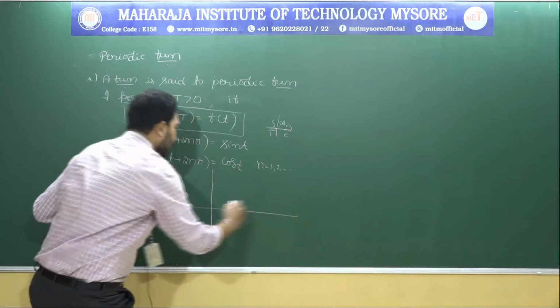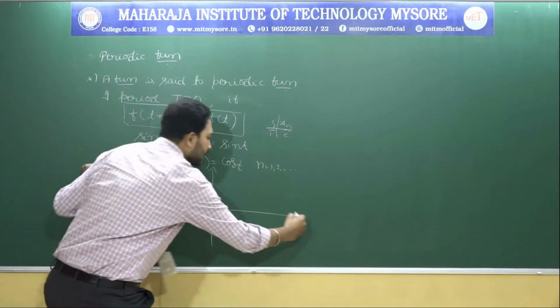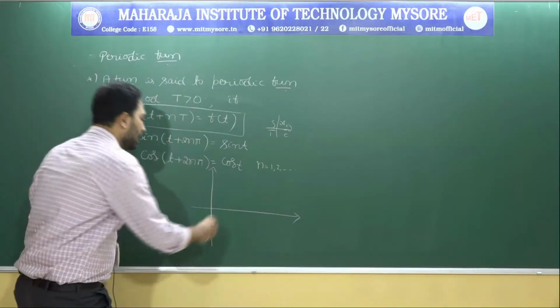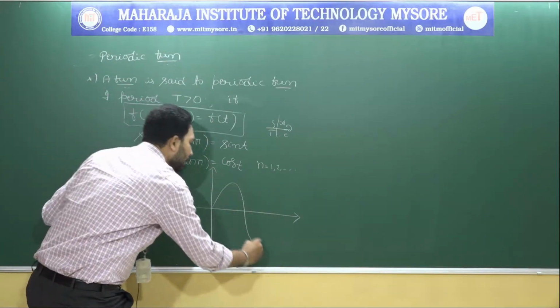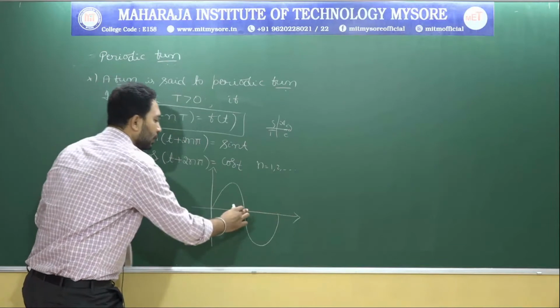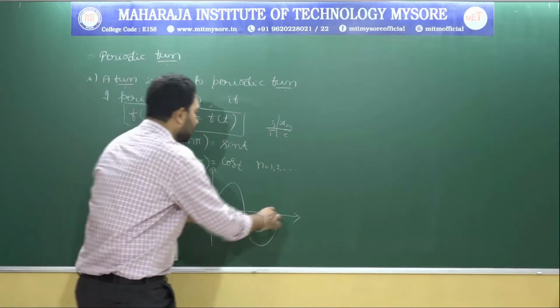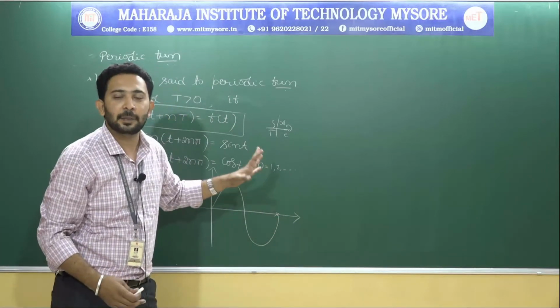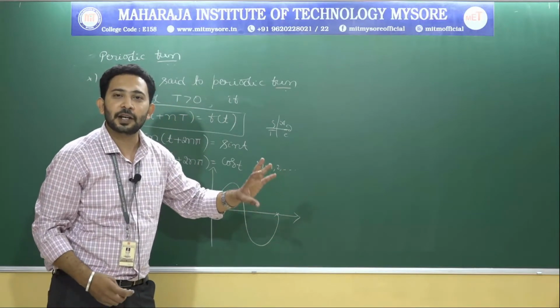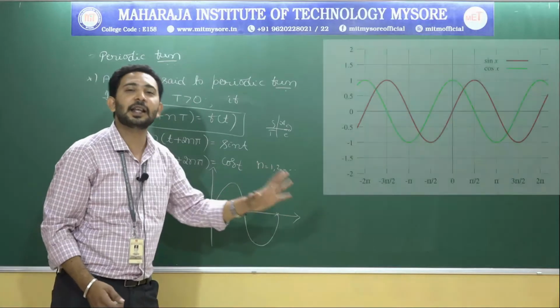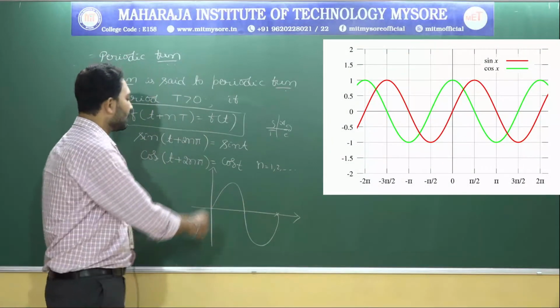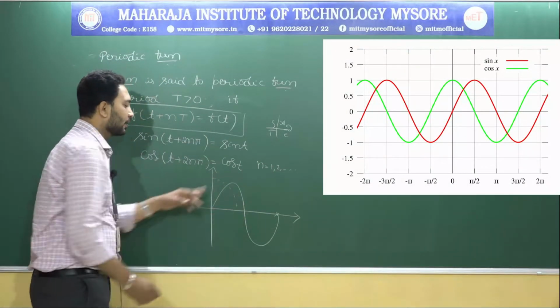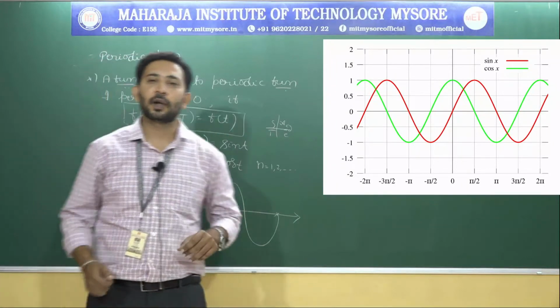So we have a graph for sin of t plus 2n pi. What is a sine wave? It is 0 to 2 pi. After 2 pi, again it will repeat. It will repeat, as I said, a periodic function repeats its values at regular intervals. Similarly, the cos function starts from here because cos 0 is 1.